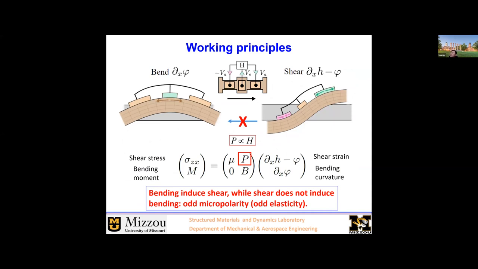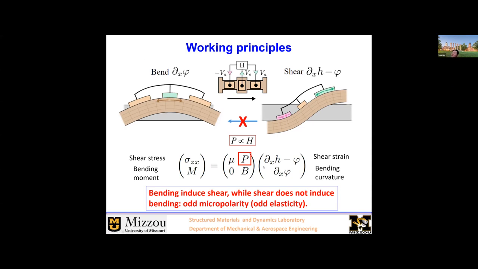So the working principle of this active material is like this, okay? For example, this is a unit cell. When this beam is sensing bending, this signal will be pumped into the two actuators. Because these two actuators use opposite voltages, this will generate a shear deformation of this unit cell. Okay, so basically for this kind of active scatterer, if you have a bending deformation, it will generate a shear. However, if you only send a shear deformation to this unit cell, the sensing signal in the middle will not sense this shear deformation, so it will not pump any signal to the actuator. So basically the shear will not generate the bending, okay?